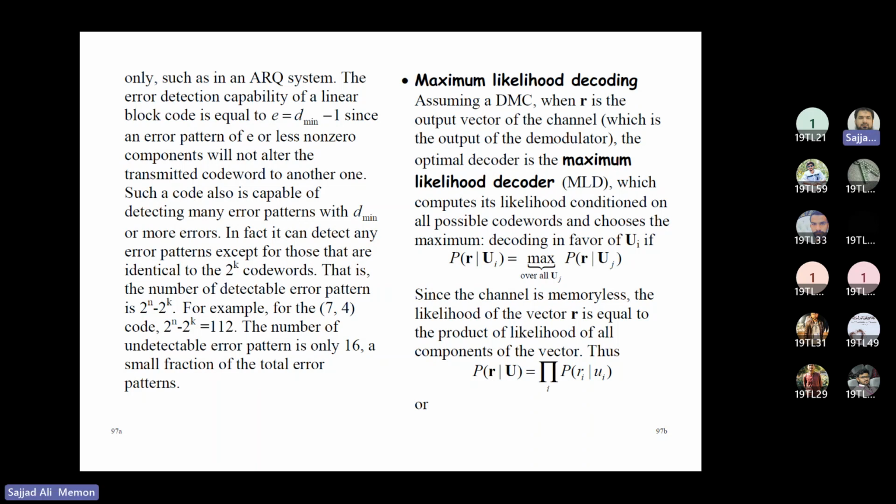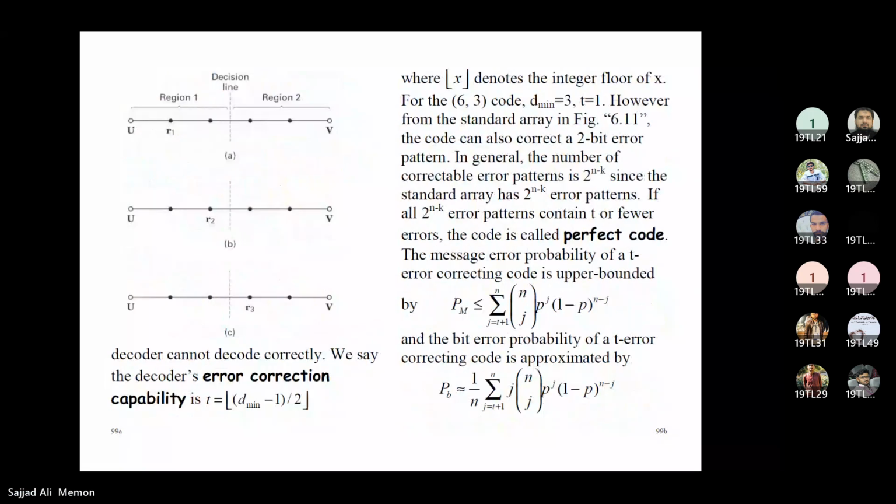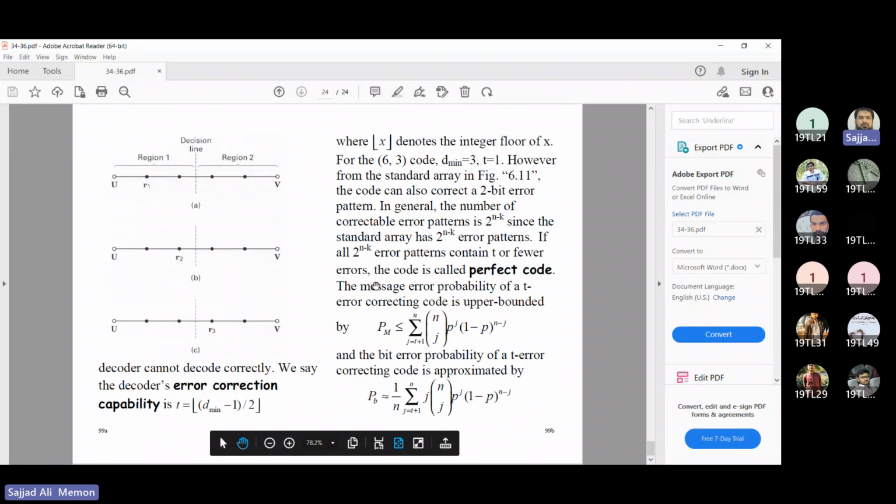In fact, it can detect any error pattern except for those that are identical to the 2 power k code words. That is, the number of detectable error patterns is 2 power n minus 2 power k. For example, for the 7-4 code, 2 power n minus 2 power k is equal to 112. The number of undetectable error patterns is only 16, a small fraction of the total error patterns. So that is from that lecture.